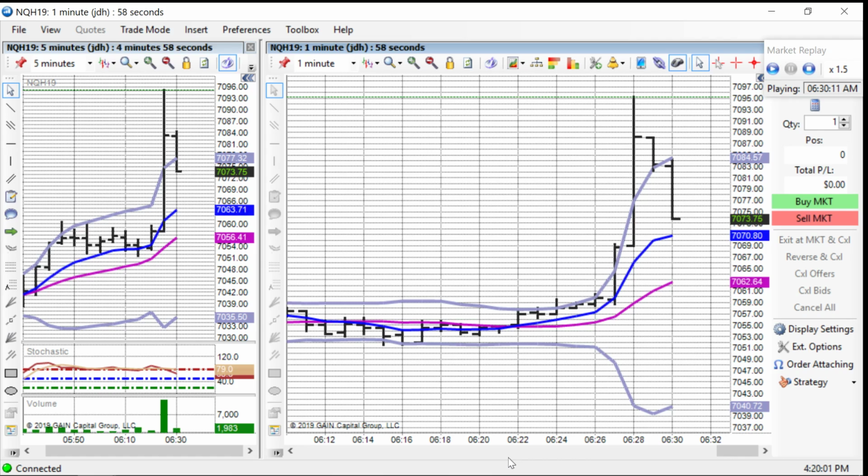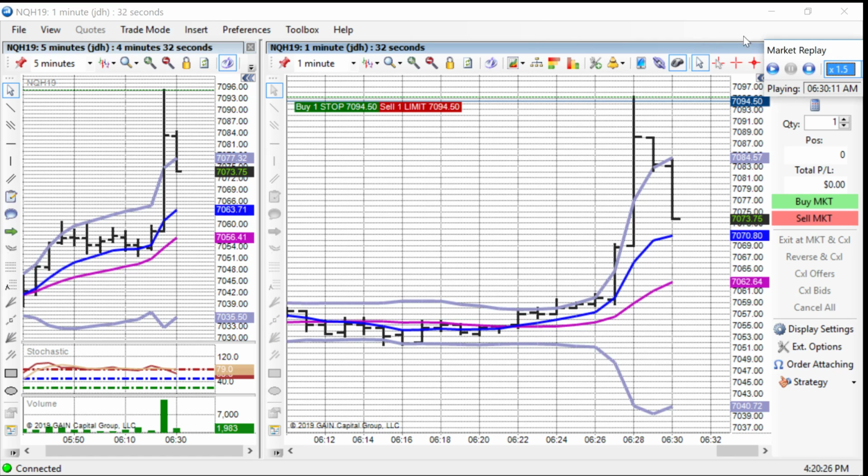Okay, what I thought I'd do here is show how I traded Friday. This is Friday's chart at 6:30, right at the opening. We're about 11 seconds into it. That's the market replay program right there. I'm using it to cover my account number, so it works out real nicely right there in that top corner.